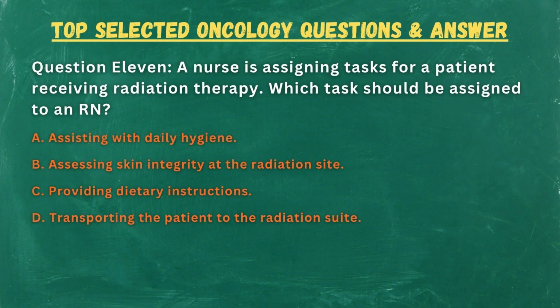Question 11. A nurse is assigning tasks for a patient receiving radiation therapy. Which task should be assigned to an RN? A. Assisting with daily hygiene. B. Assessing skin integrity at the radiation site. C. Providing dietary instructions. D. Transporting the patient to the radiation suite.